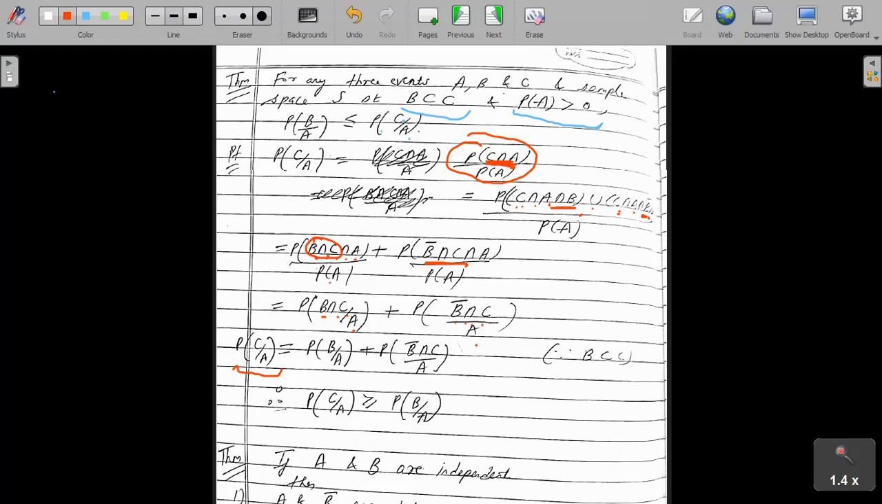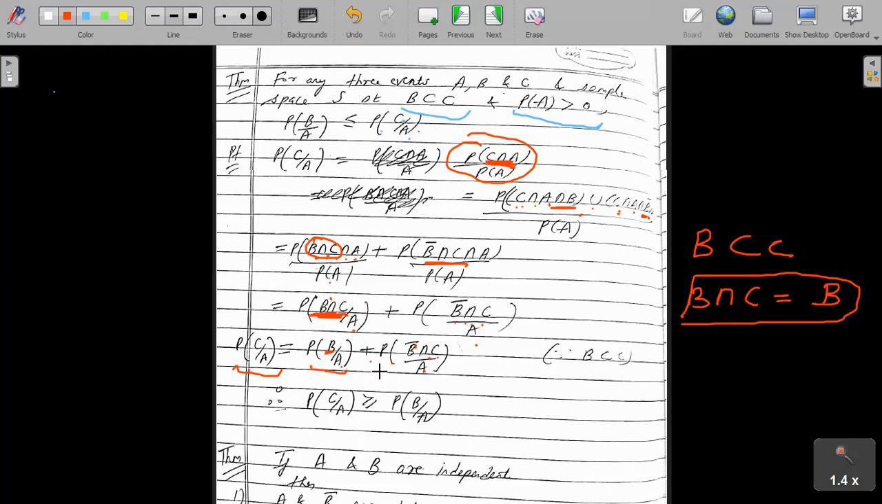Again, if you see, B is a subset of C. This is given to me. So obviously B intersection C will be B. So you see probability of B intersection C, what does B intersection C become? This is B. So probability of B given A plus probability of B bar intersection C given A. So if you see, how do we get probability of C given A?